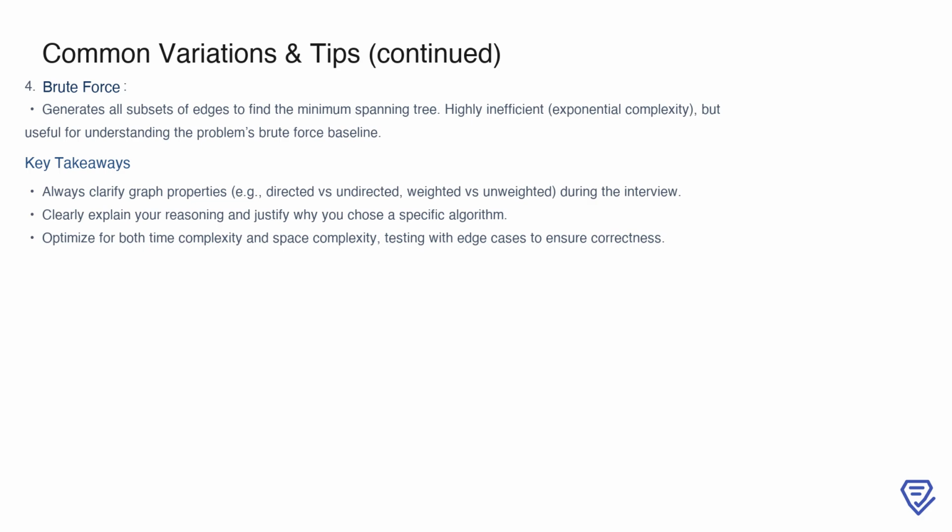understanding of the problem. Now, when solving these types of problems in interviews, always start by clarifying the graph properties, whether it's directed or undirected, weighted or unweighted. This ensures you select the appropriate algorithm. Clearly explain your reasoning throughout the process, justifying why you chose a specific approach. Finally, always strive to optimize for both time and space complexity. Testing your solution with edge cases is essential to ensure its correctness and robustness. By following these steps, you can confidently approach minimum spanning tree problems and related variations in interviews.